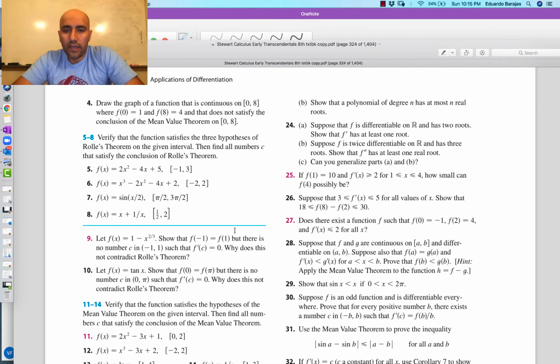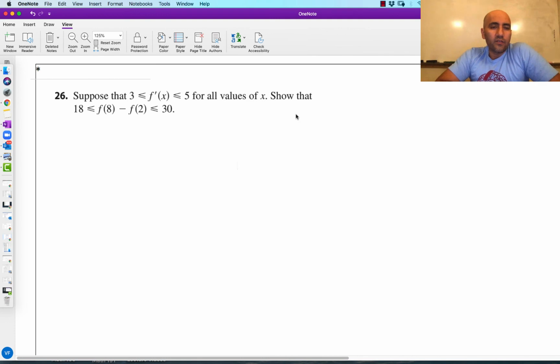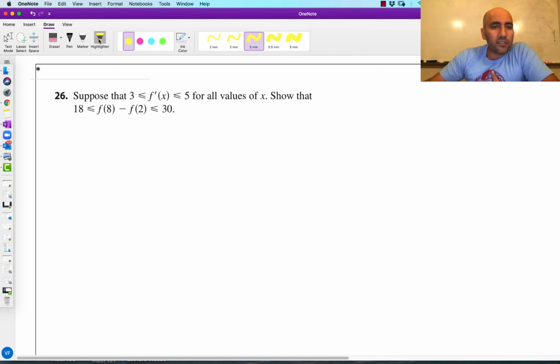Okay, let's take a look at number 26. Suppose that the first derivative of f of x is greater than or equal to 3 but less than or equal to 5 for all values of x. Show that 18 is less than or equal to f of 8 minus f of 2, less than or equal to 30. Okay, a lot of information is packed into this initial statement right here.